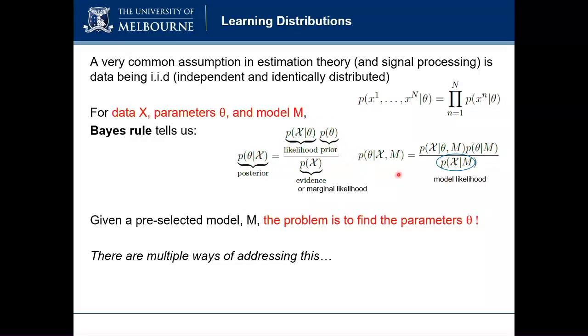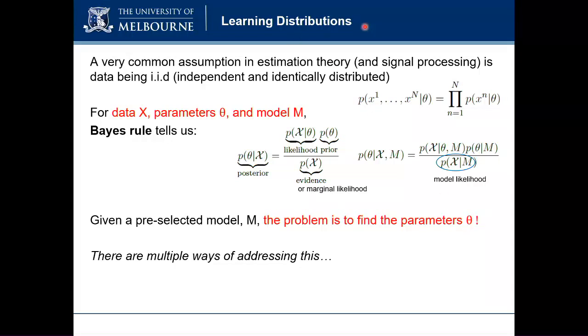You can also write the same thing by adding the model into the picture. So then everything is conditioned on the model. But that's already, as I say, an implicit assumption we make. The moment you choose a model of any kind, you are conditioning everything on the model. Most of the books skip this part and just write it cleanly like this, but it's also okay to write it this way and keep in mind that we always pre-select a model M. Then given the model M, the problem is to find the parameters theta. Yep. And that's the whole thing, learning a distribution.